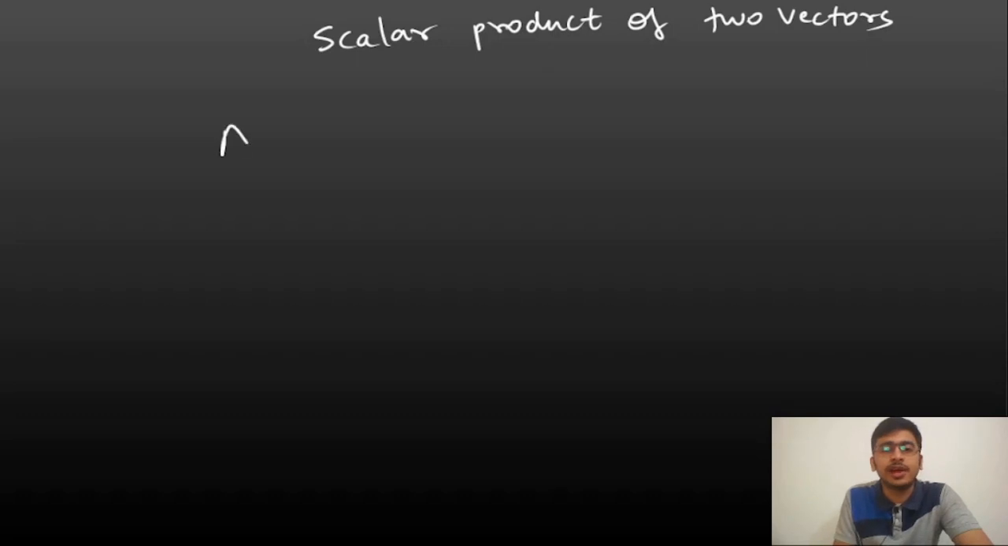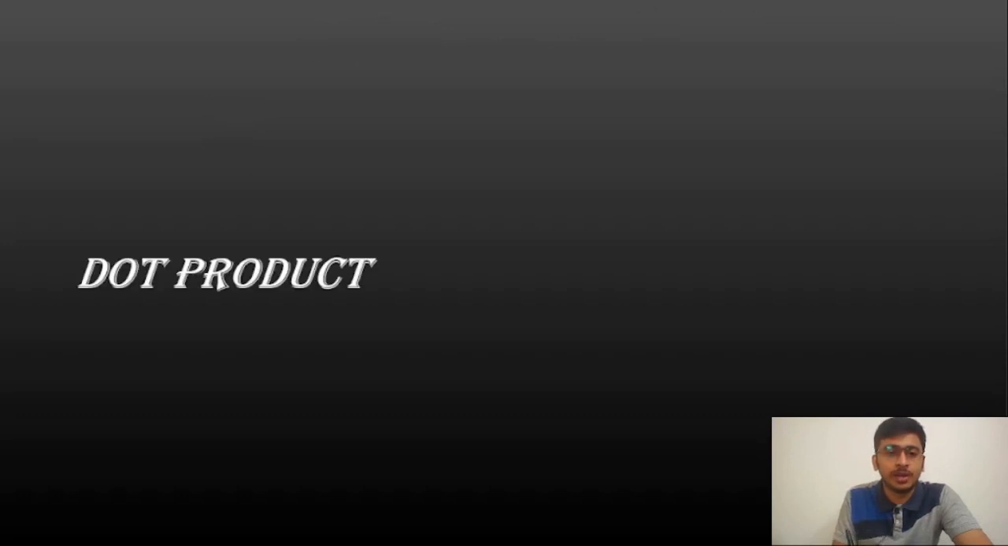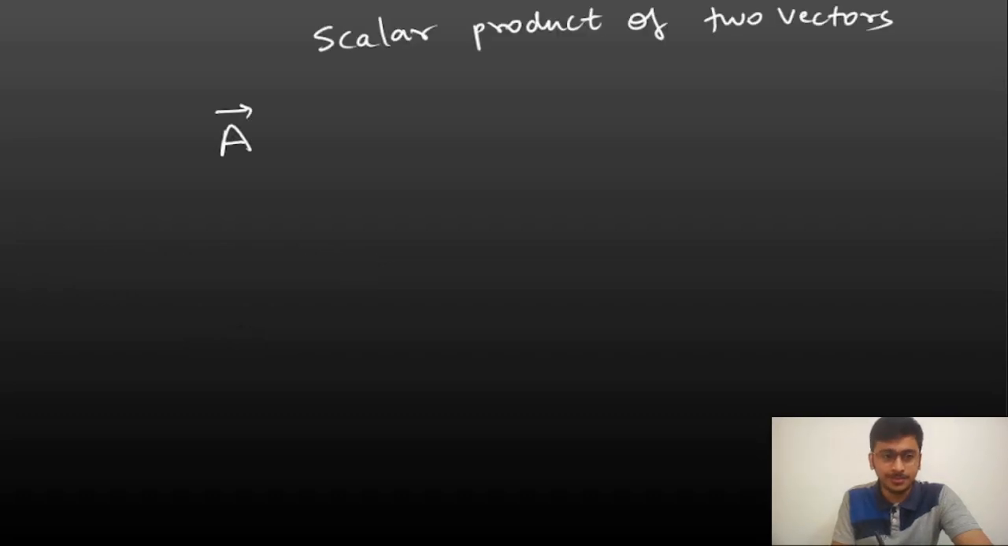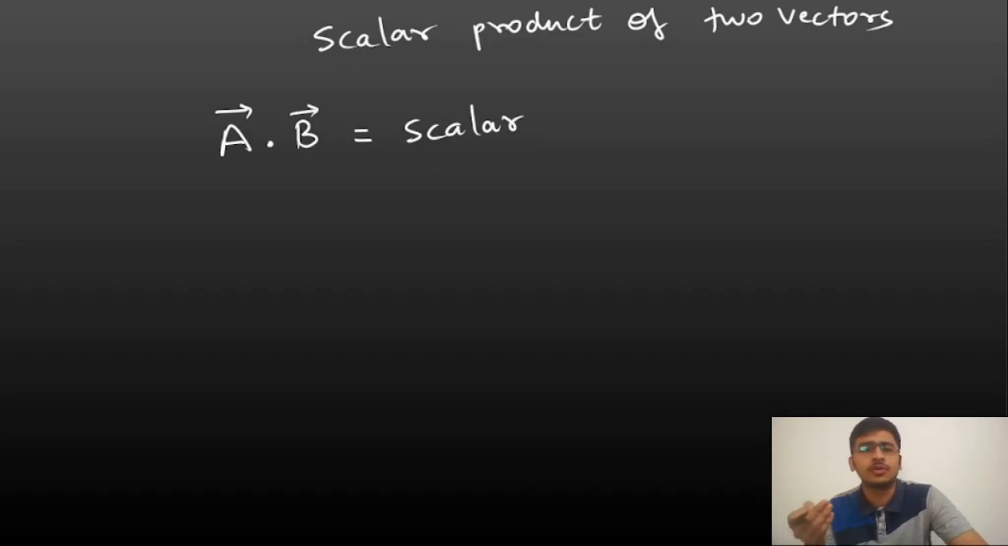That means if I have a vector A and I am doing a dot product, and how do I represent dot product? By the way, dot product is represented by A dot B. If I have two vectors and I am doing the dot product, I should get a scalar. So this is what dot product is. And what is this scalar? How are we getting a scalar by multiplying two vectors? I'll answer all these questions.